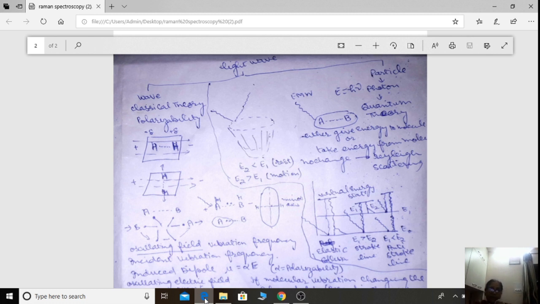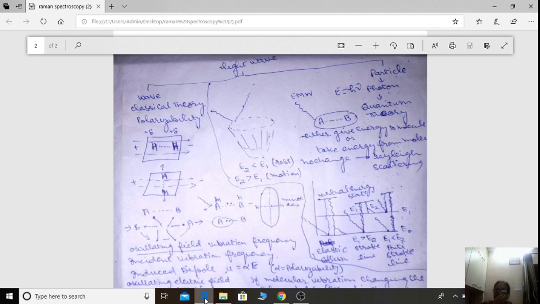Now, light waves. You all know the light wave has a dual property. Either it will behave as a wave or as a particle. When it behaves as a wave, then it comes under classical theory. When it acts as a particle, that means a photon, it has energy in the form of a photon, which is E is equal to h nu. It comes under quantum theory.